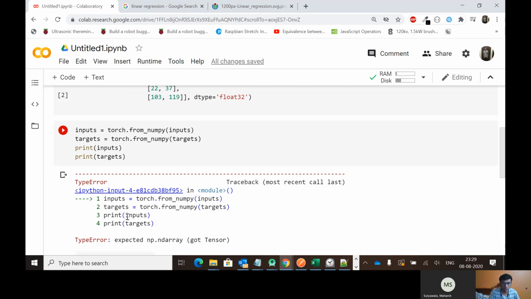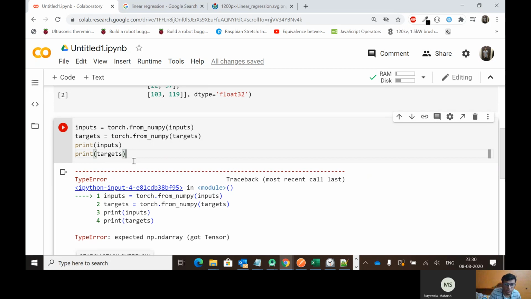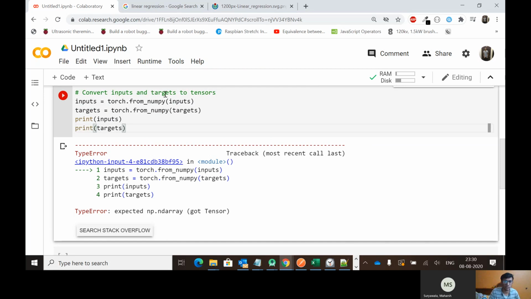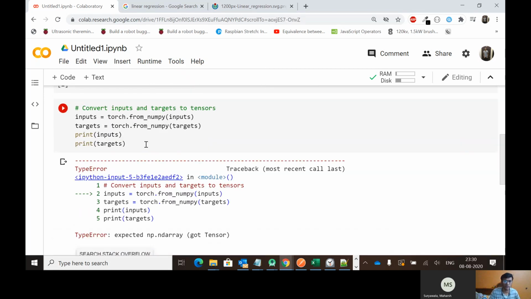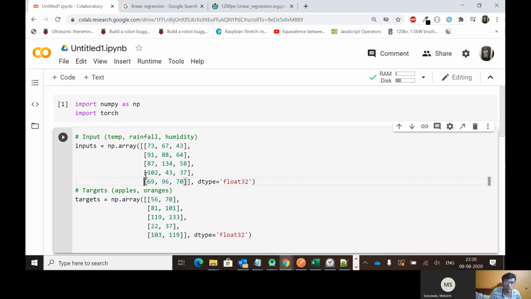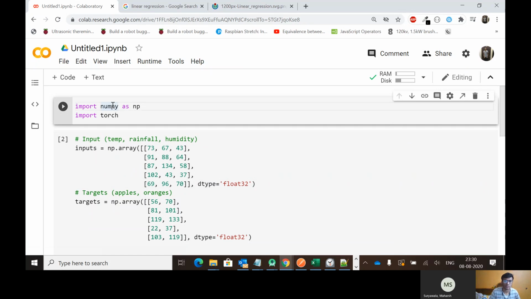Sorry for this, I think I'm missing something. Inputs is equal to torch.from_numpy, what's the error? Expected np.ndarray, got tensor. I think I have messed up somewhere above.